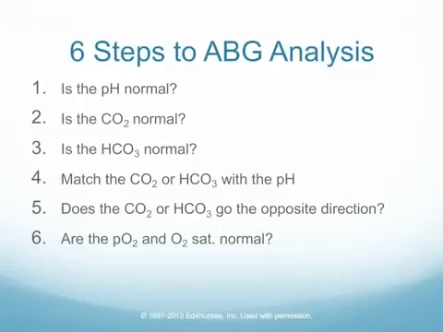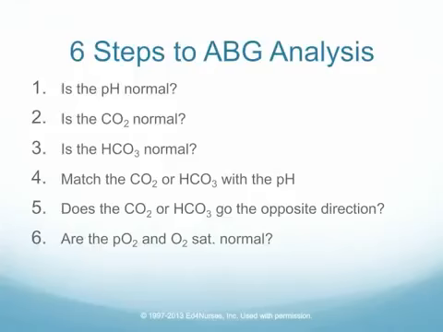So the 6 steps to ABG analysis are, 1, we're going to look at the pH, then we're going to look at the CO2, the bicarb, and onward. Notice that there's 2 main components that we are assessing when we look at a blood gas. We're assessing both the pH, which tells us about acid-base balance, and the oxygenation status of our patient. So 2 different areas of information that we're getting from arterial blood gases.